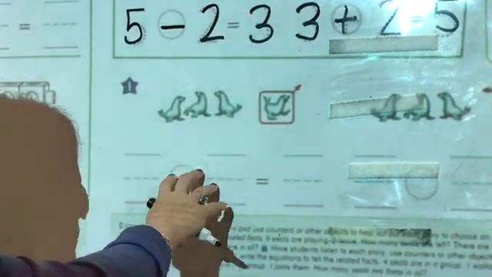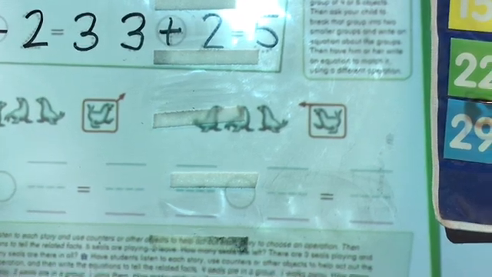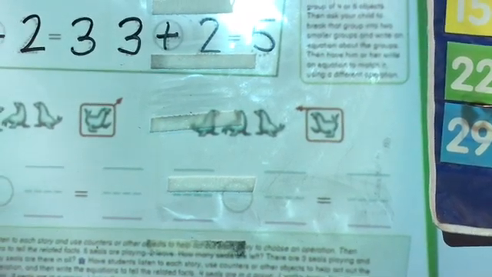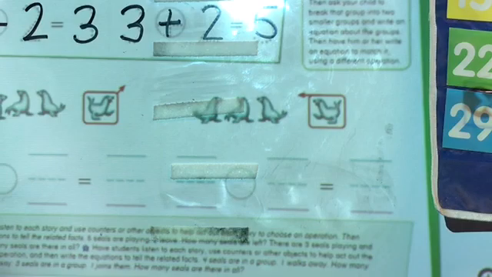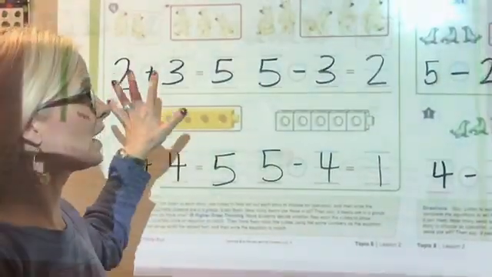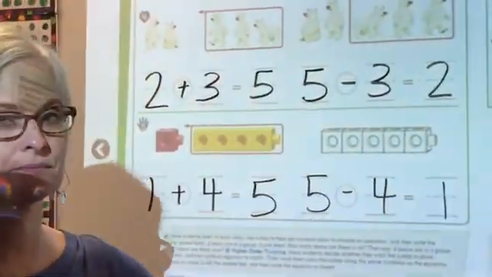That's for this part. For this one, 3 seals are in a group. 1 joins them. How many seals are there in all? You get to do this one on your own. Parents, here are the answers for these 2 pages.